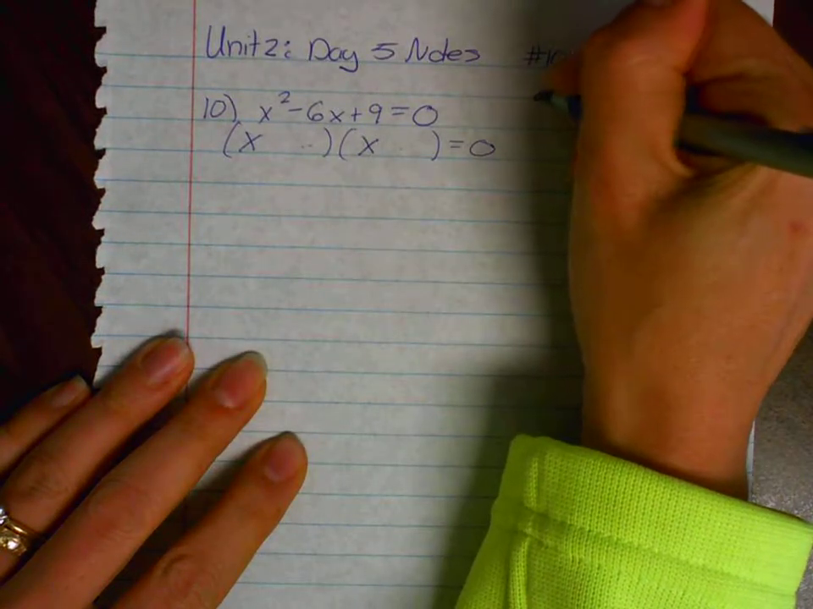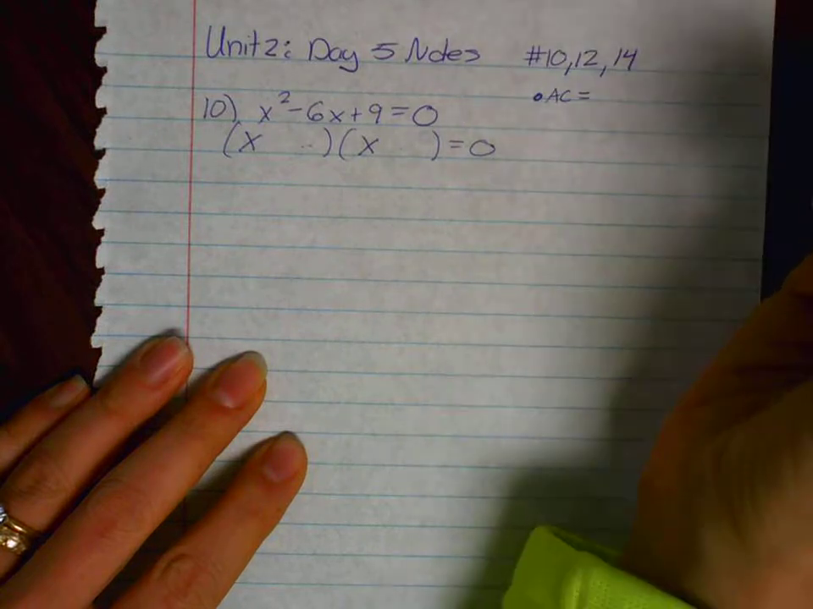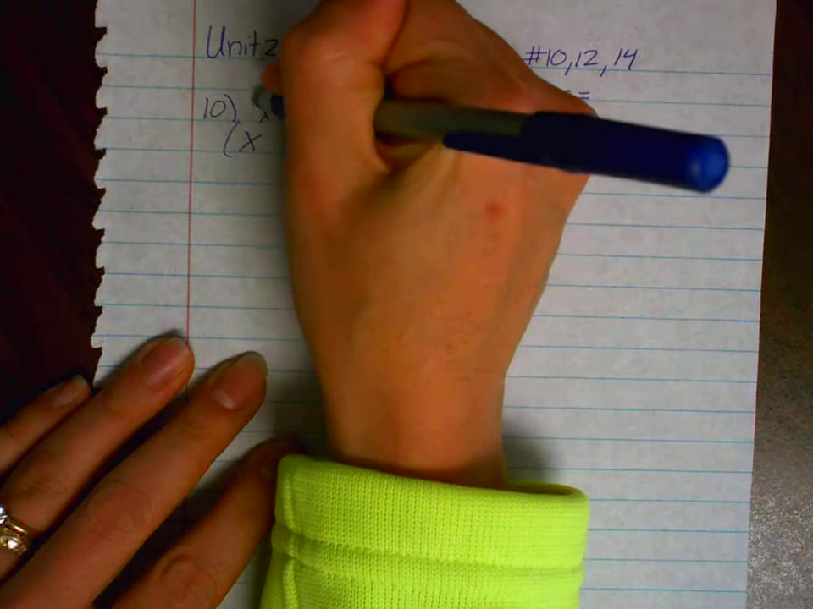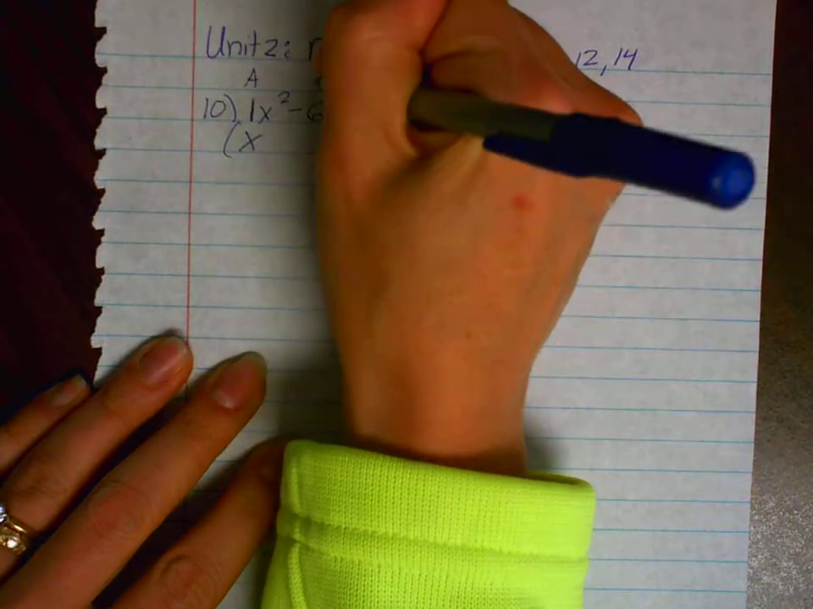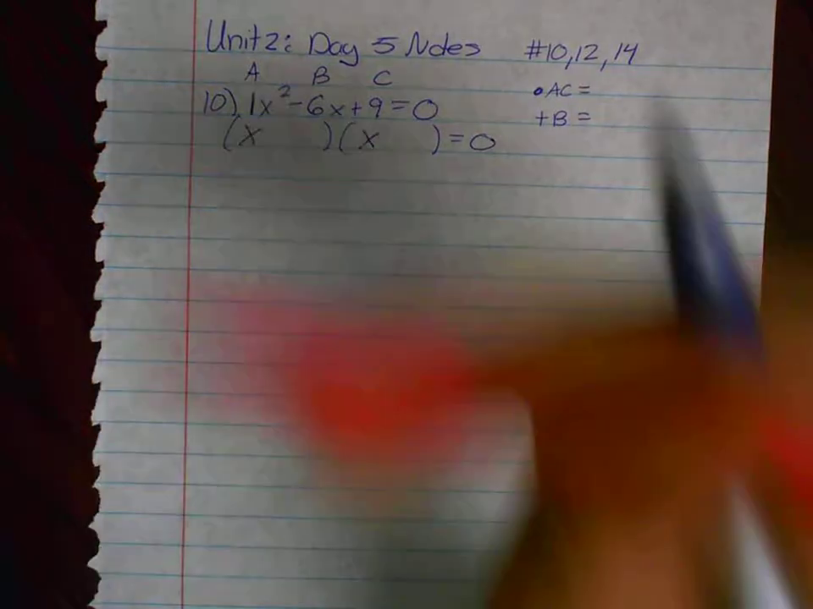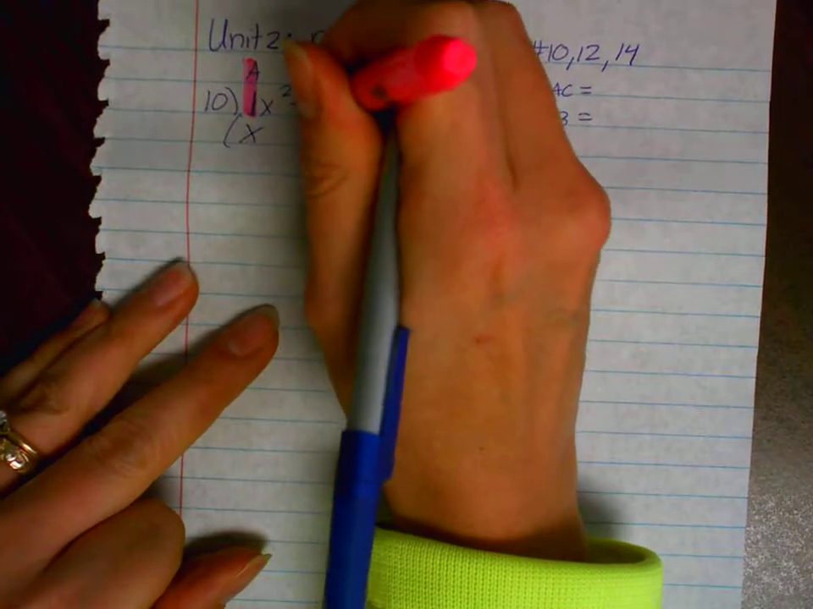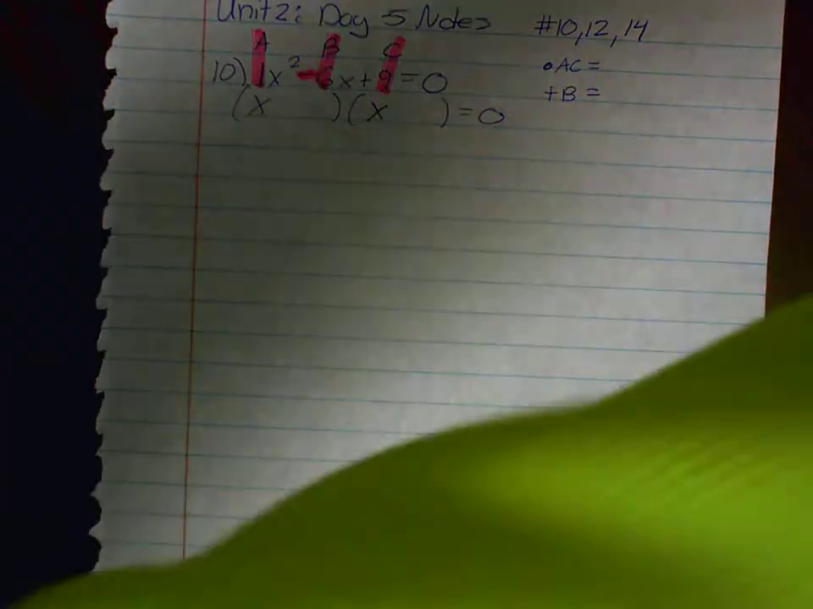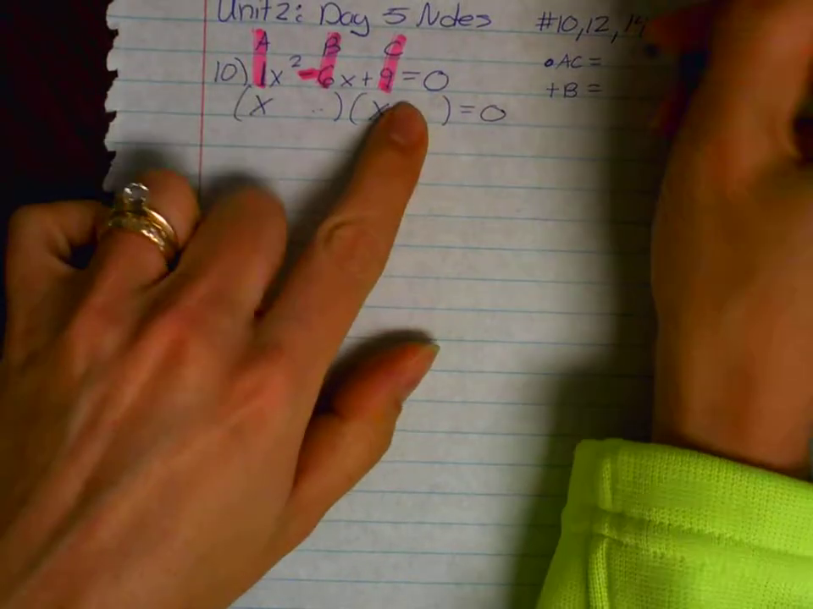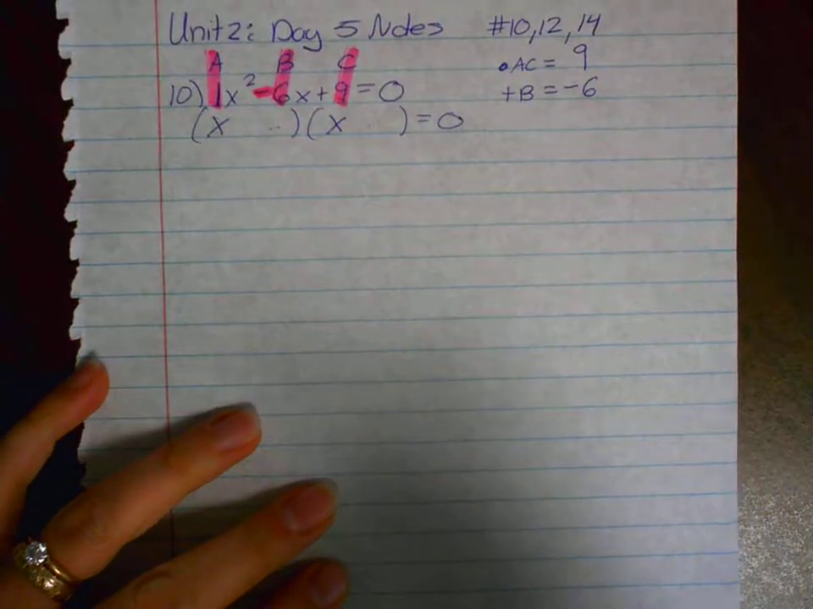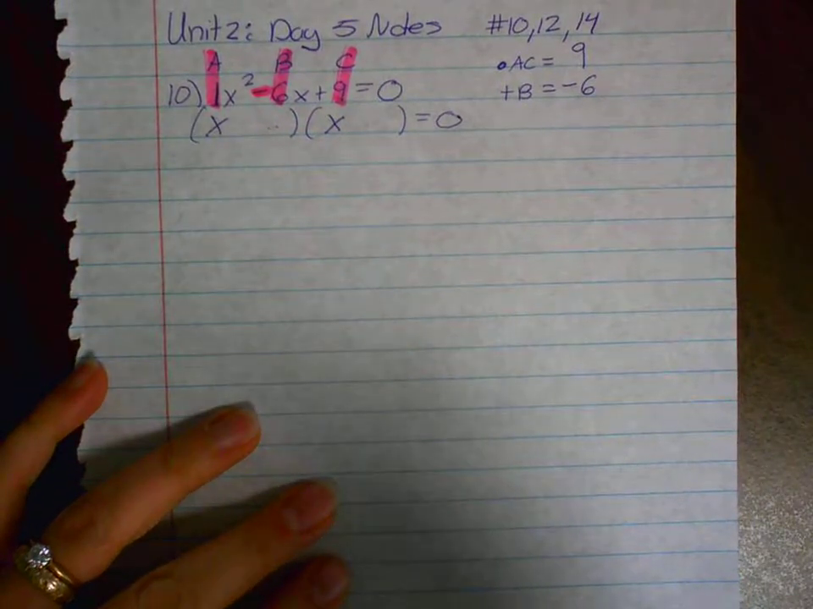And those two numbers are the two numbers that multiply to be A times C and add up to be B. So A times C, right? A is the coefficient of x squared, B is the coefficient of x, and C is the constant. So this is my A, this is my B, this is my C. And that negative goes with it. So A times C is 1 times 9, and B is negative 6. So I'm looking for two numbers that multiply to be 9 and add up to be negative 6.